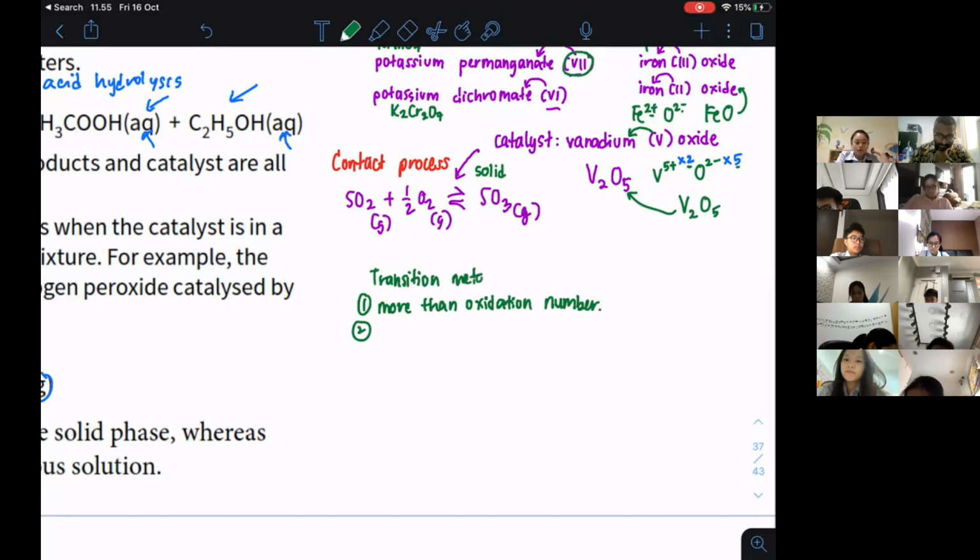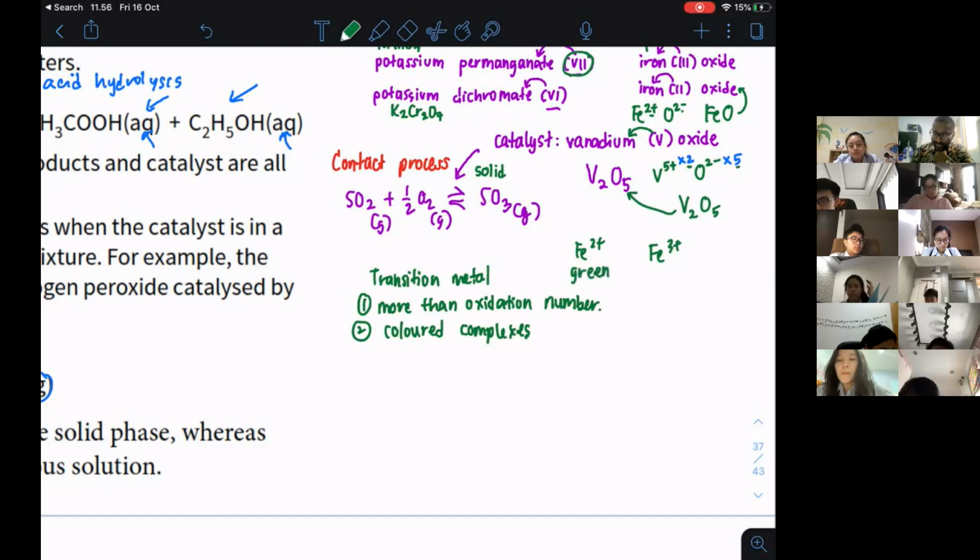Is it like they are colored? Yes, so they form colored complexes. Because normally when we see Fe2 plus and Fe3 plus, we say Fe2 plus is going to be green, and Fe3 plus is going to be brown. This is actually caused by the complex, not only the ion alone. We will learn more under transition elements. So anyway, this is going to be green, that is brown. So they can form colored complexes.